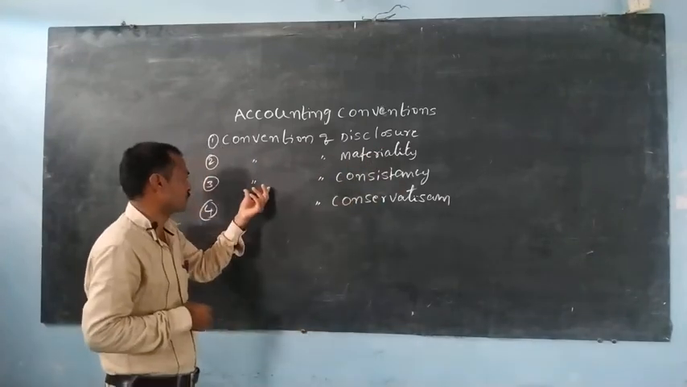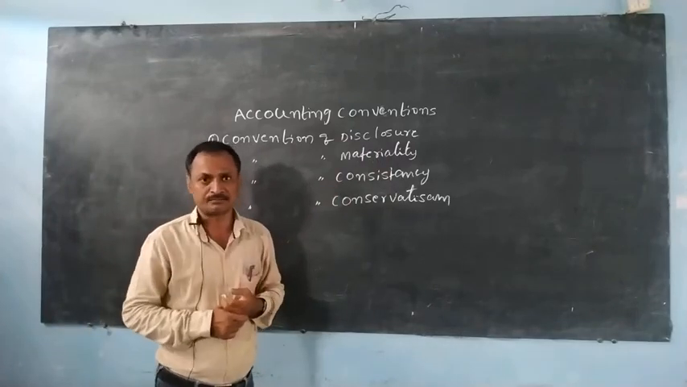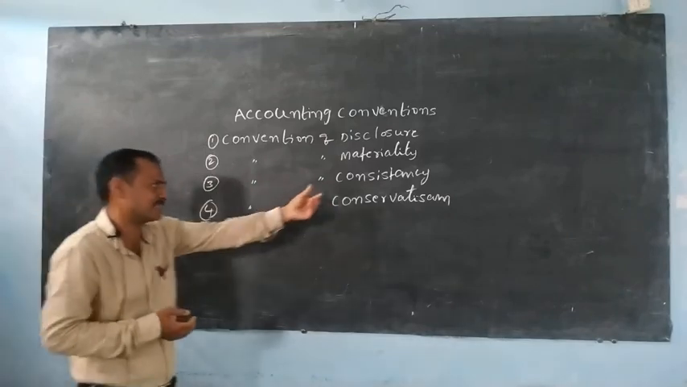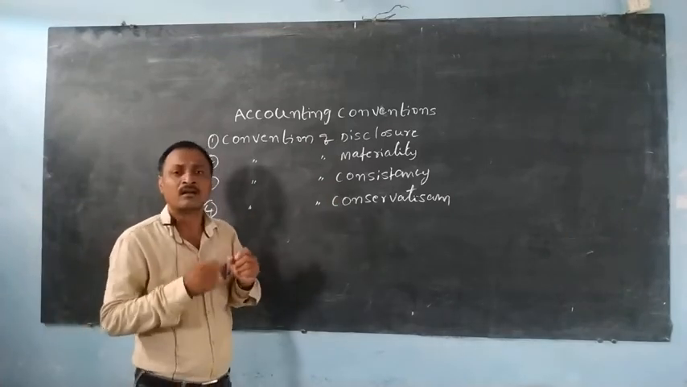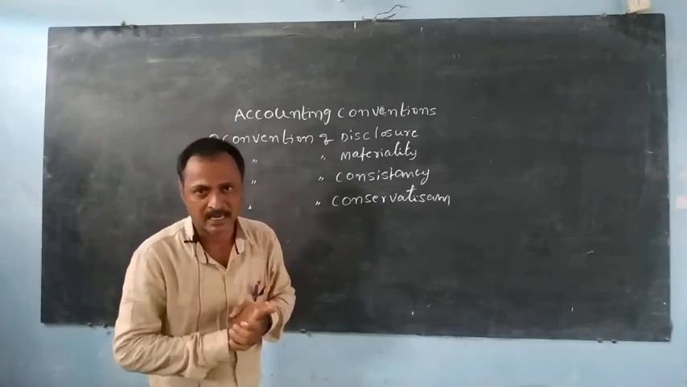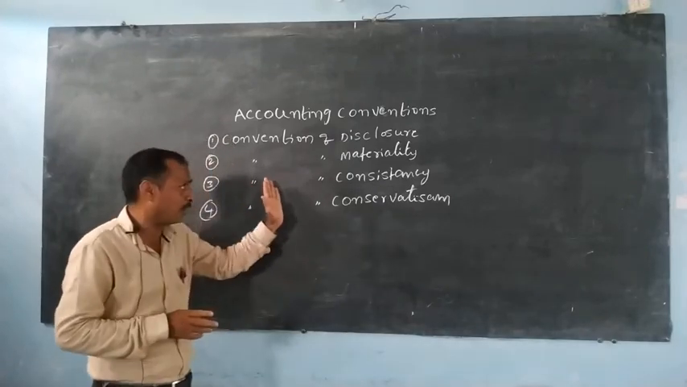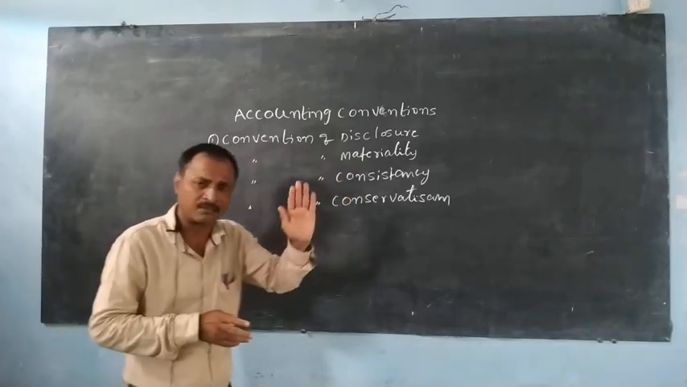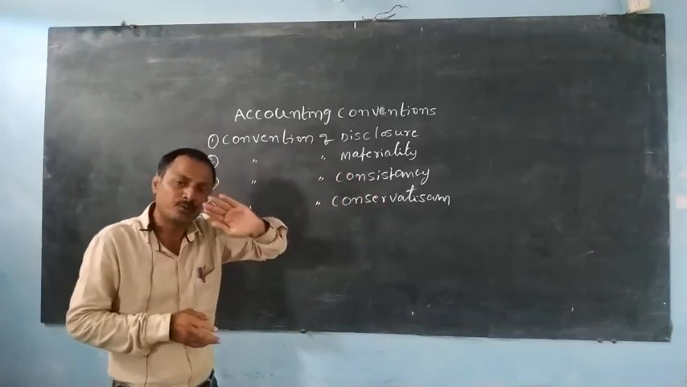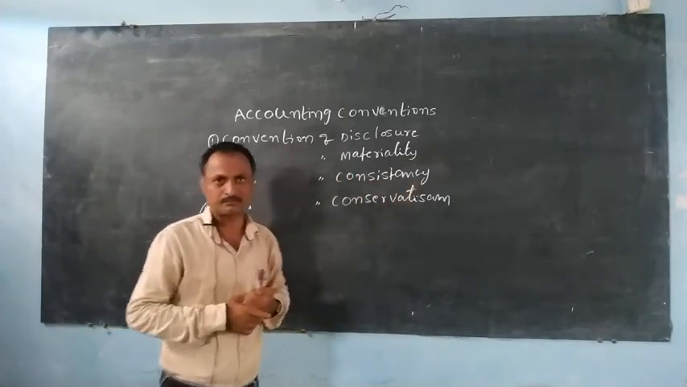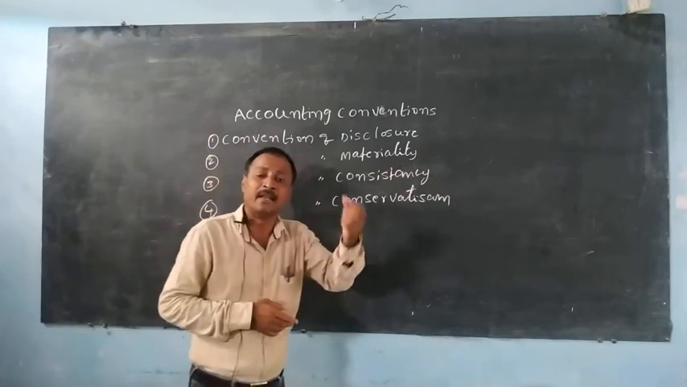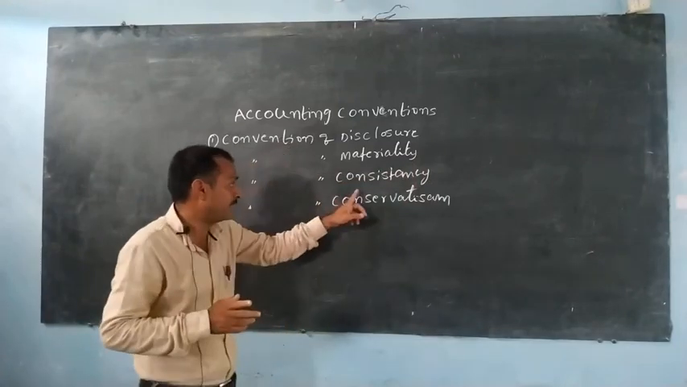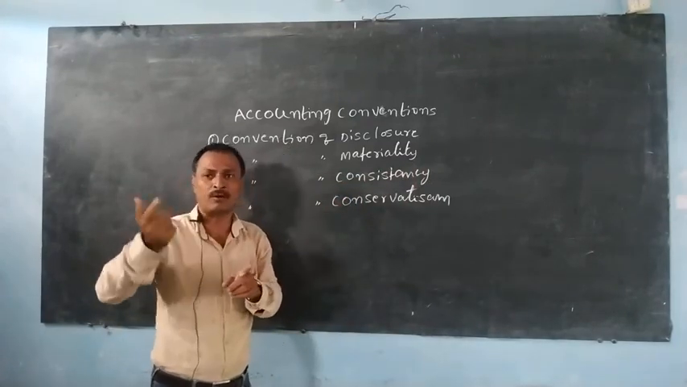Now come to the convention of consistency. The third convention, consistency. Here the meaning implies consistency. Consistency means stability, or stable. According to this convention, any particular accounting method which we are following should be uniform from year to year, or from one nature of business to another. It should not vary from one year to another year.